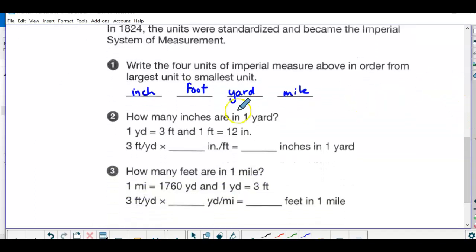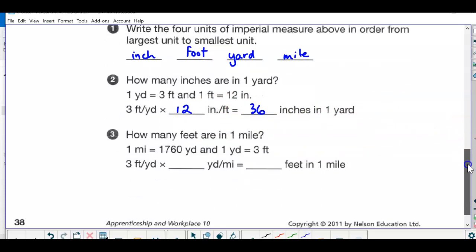Okay, so how many inches are in a yard? So we know from our chart that 1 yard is 3 feet, and for each of those feet, there's 12 inches. So that means we want to multiply 3 by 12, because there's 12 inches in a foot, and so multiply those out, you get 36 inches in 1 yard. So that's a good thing to remember, but you can always use these conversions if you need to.